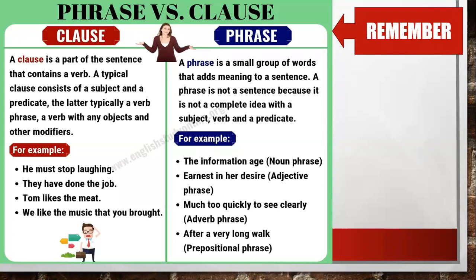Yeah? A clause, what is a clause? A clause is also part of the sentence that contains a verb. A typical clause consists of a subject and a predicate, typically a verb phrase, a verb with any objects and other modifiers. Another question, teacher, but here it says in the concept that the clause consists of a subject and a predicate. So it's a sentence.